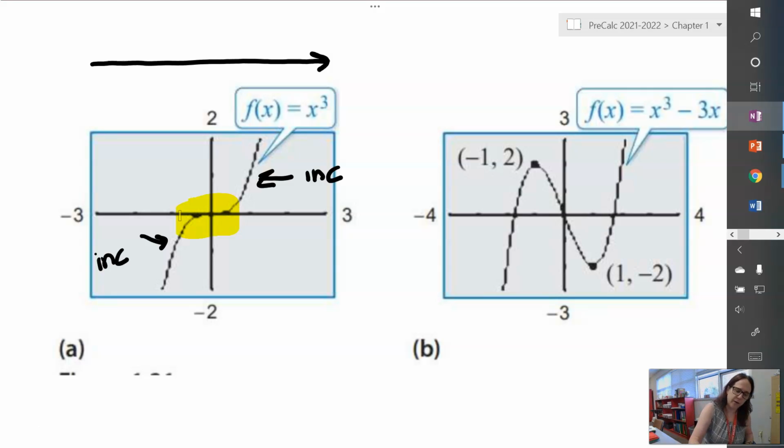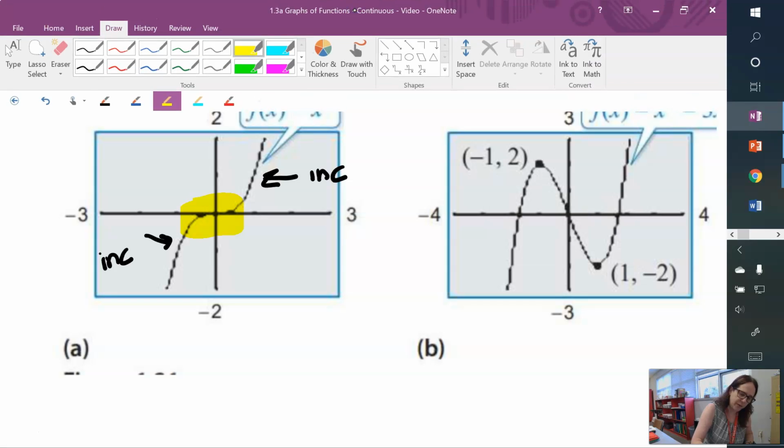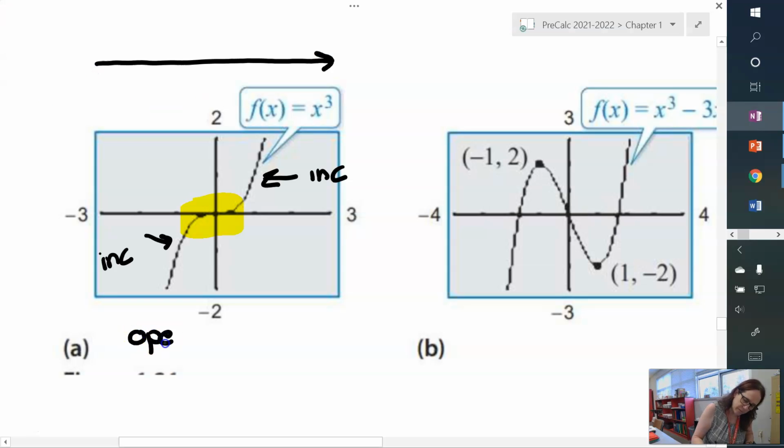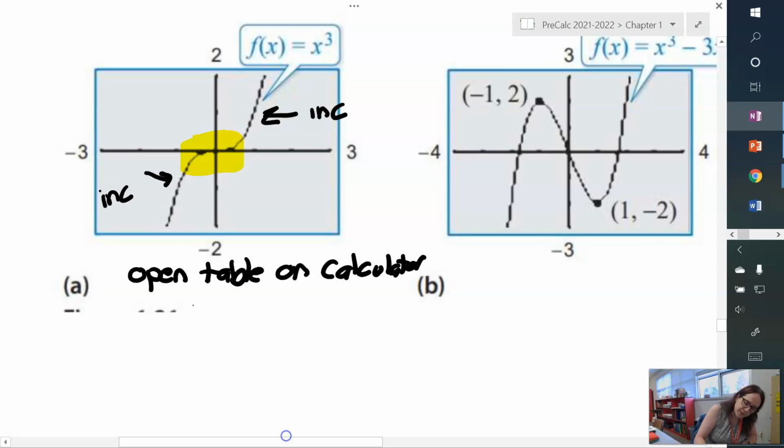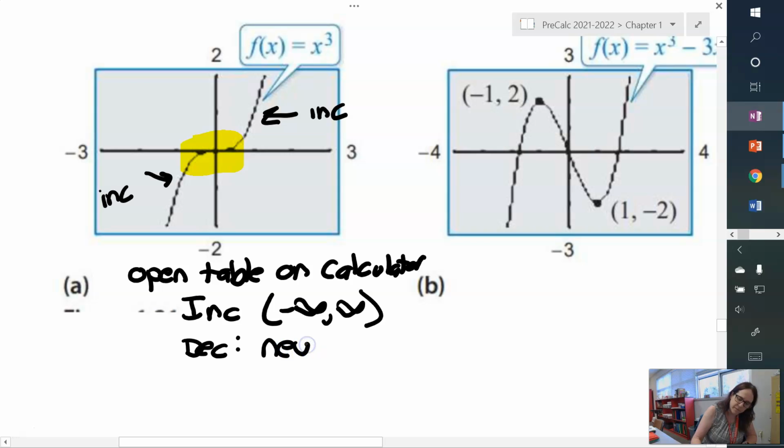Check on your calculator and open the table on your calculator. If you check that, you will see that it's increasing in that highlighted area as well. So for our increasing on this graph, we have negative infinity to positive infinity. Decreasing, that's a never. Because if you go from left to right, always increasing.